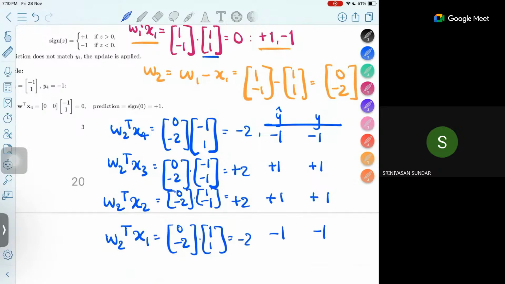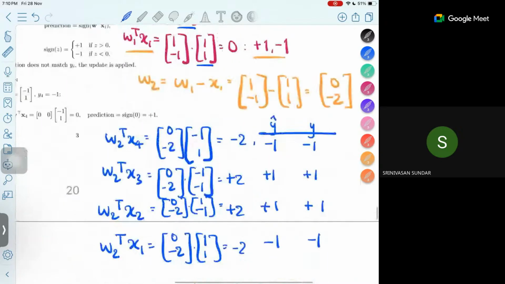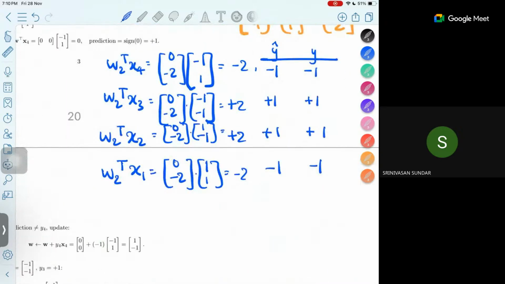So all the 4 points are correctly classified. Okay, so it was a tedious task computing this through 3 iterations, but it's worthwhile because now you get a feel for how actually perceptron works, right? So every iteration, this is what happens.